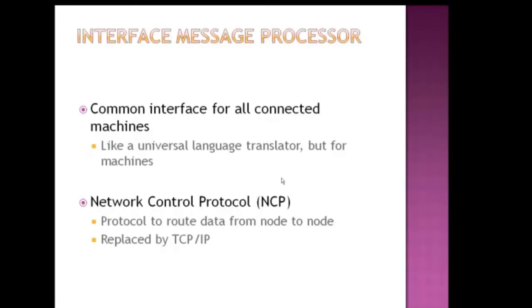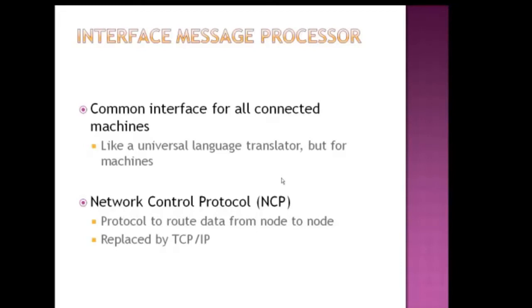So what did these interface message processors do? Interface message processors were acting basically like a universal language translator that we have these days, but for machines. What that means is that each of those 4 networks had different computers with different operating systems and basically different codes and languages. And these interface processors would make a universal and seamless connection between these different networks with different properties.